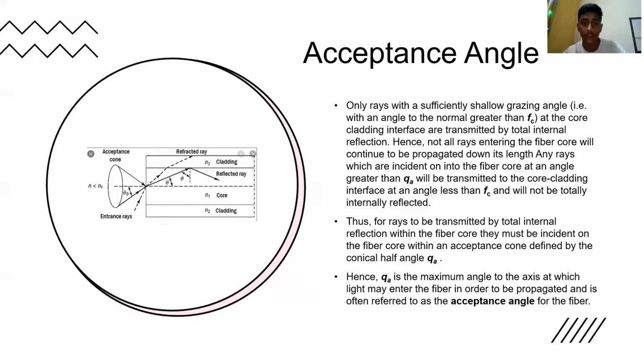We can see in the diagram how things are explained here. There's an acceptance cone, and only if the ray of light abides by that cone, which is, it lies inside the acceptance angle range theta A, only then can the light be totally internally reflected. In all other cases, the ray is going to be refracted. Hence, the principle of optical fiber communication won't be followed and the light won't be propagated. So the data won't pass, as simple as it sounds.